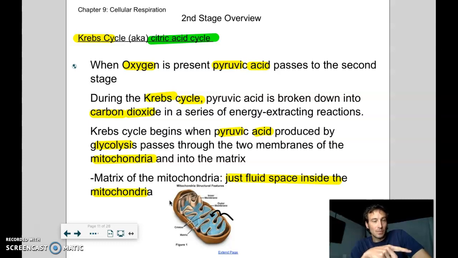So what's going in? Oxygen, pyruvic acid. What's coming out? Carbon dioxide. Where is it taking place? In the mitochondria now. So the powerhouse of the cell is where this is taking place. And you should be able to answer for yourself, aerobic or anaerobic.